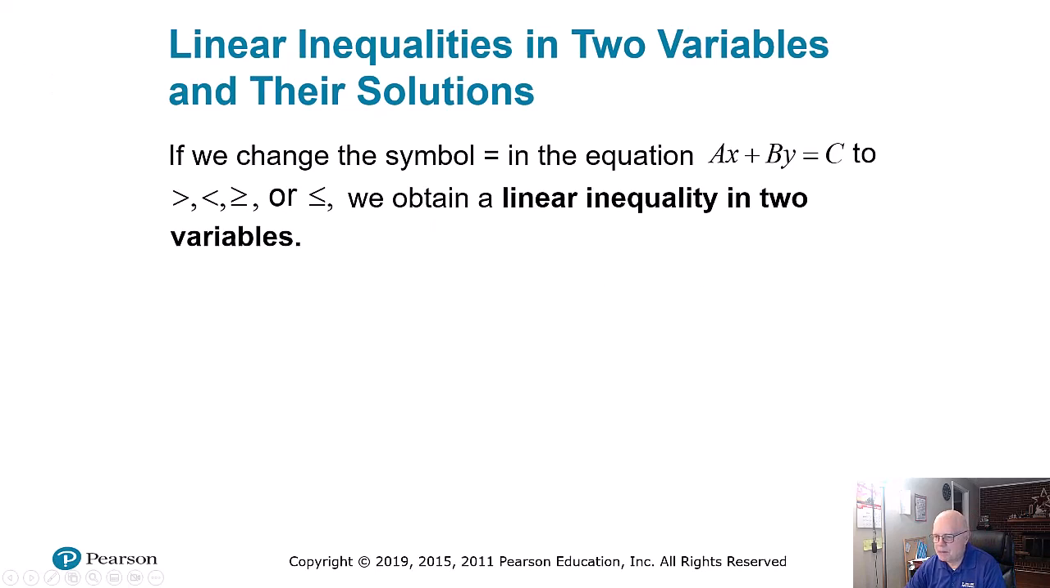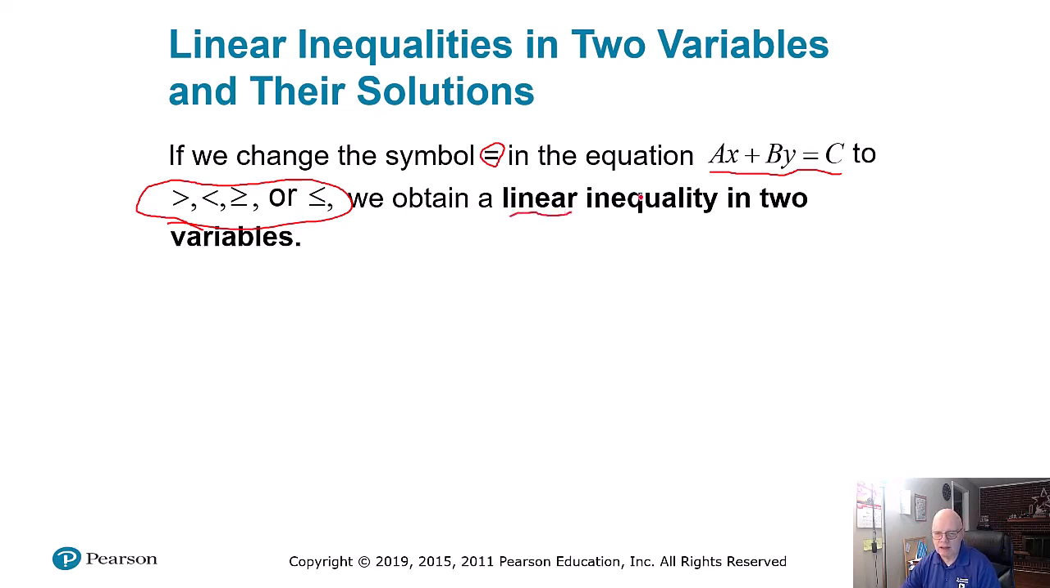Notice that we have some extra symbols here, not just equals anymore. At the end of the ax plus by equals c, instead of equals, we've got one of these inequalities. Some of them have equals, some of them don't. You know how that goes. If you work on the number line, the equals means you fill in the dot, and the ones that don't have equals means you will leave an empty dot. Well, we're going to do something similar with linear inequalities.